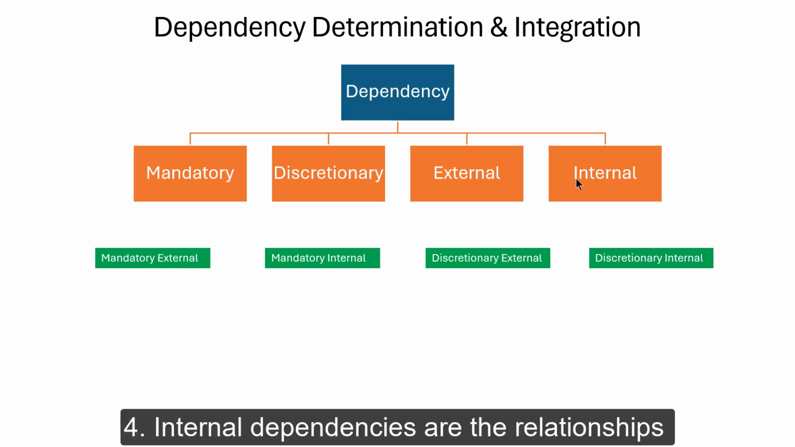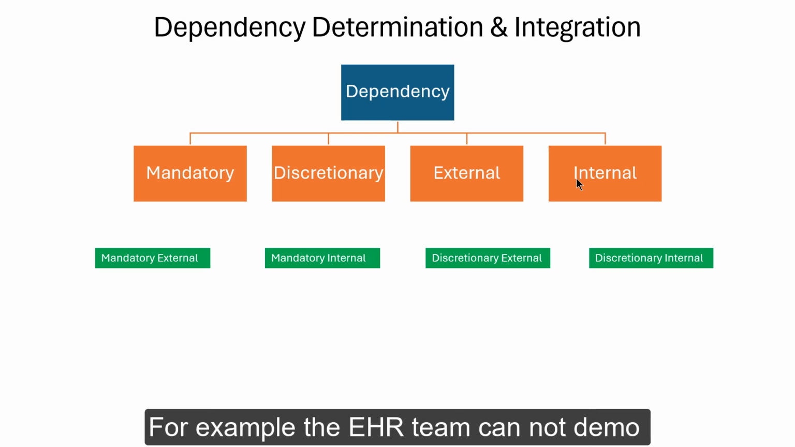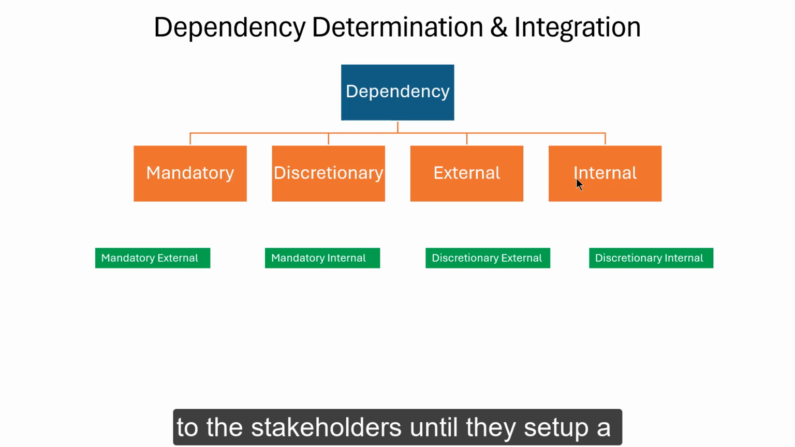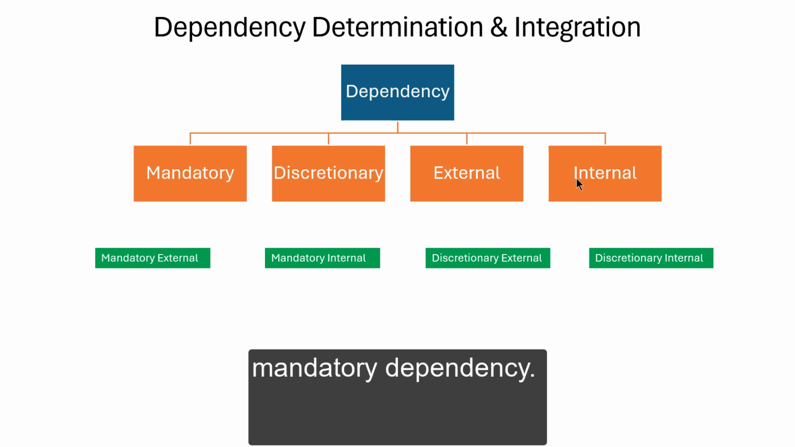The last one is internal dependencies. They are the easiest to understand. They are the relationships amongst tasks which are within the control of the team. A simple example is when the EHR team cannot demo to the stakeholders until they set up a working prototype. One more very common example is when a resource is tied up with some other work and can take on the next work only when they are freed up. This becomes an internal mandatory dependency.